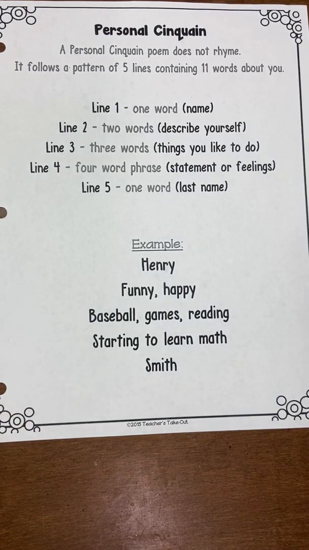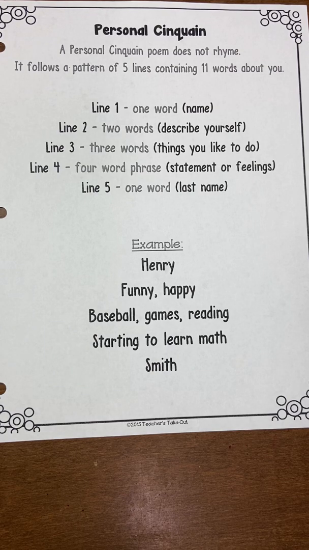We talked about an acrostic poem and what that is. And today we're going to talk about a Cinquain poem. A Cinquain poem is another poem that does not rhyme, but it follows a pattern. The pattern is 5 lines and it contains 11 words about you. Okay, so on here it says about you. The example I'm going to do is my dog.